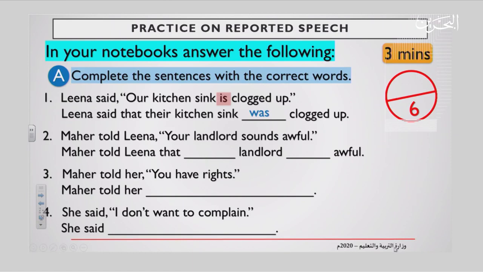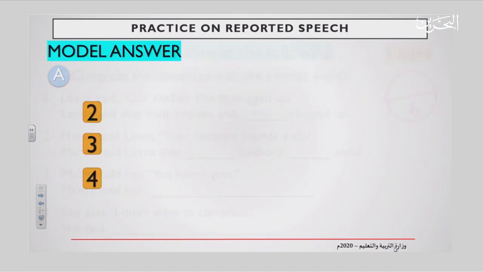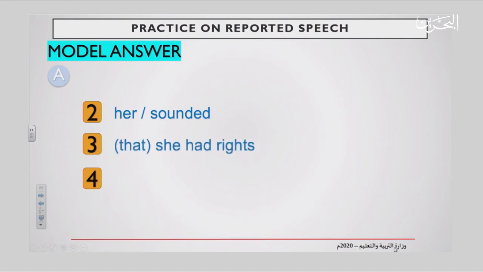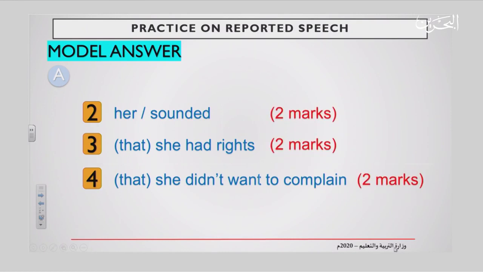All right, now let's check the answer. Number 2, her, sounded. So the first gap is "her," the second gap is "sounded." 3, an optional "that," she had rights. Number 4, an optional "that," she didn't want to complain. Now give yourself a mark of 6 and let's carry on.